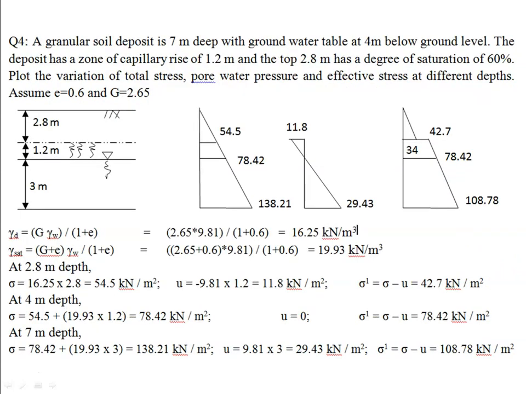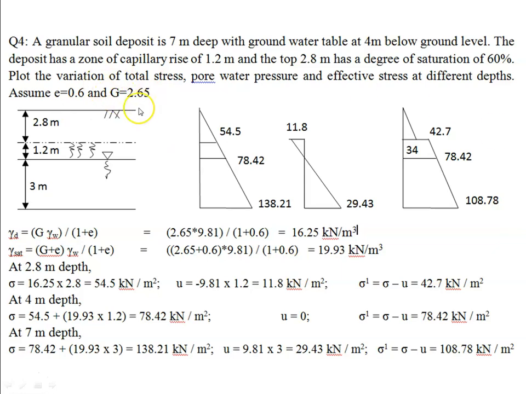Next example: a granular soil deposit is 7 meter deep with groundwater table at 4 meter below ground level. The deposit has a zone of capillary rise of 1.2 meter and the top 2.8 meter has a degree of saturation of 60%. It is not dry. Plot the variation of total stress, pore water pressure and effective stress at different depths. Assume void ratio equal to 0.6 and specific gravity equal to 2.65.